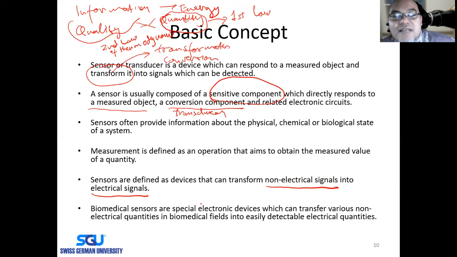Then biomedical sensors are special electronic devices which can transfer various non-electrical quantities in biomedical fields into easily detectable electrical quantities. So non-electrical quantities in biomedical fields, for example pressure, ionic. Bioelectricity is basically ionic measurement, the transfer of ions within our body. It is bioelectricity. Biomagnetic into detectable electrical quantities. Okay, so far understood? I hope.